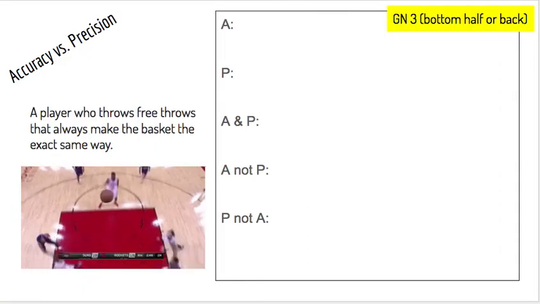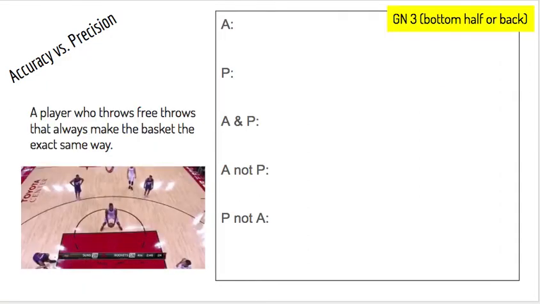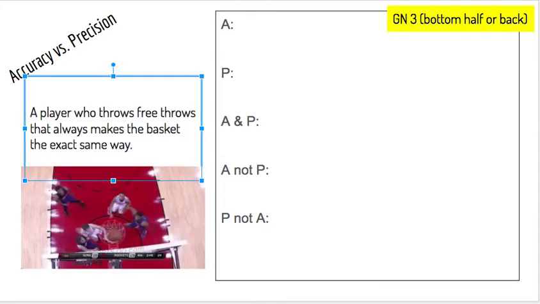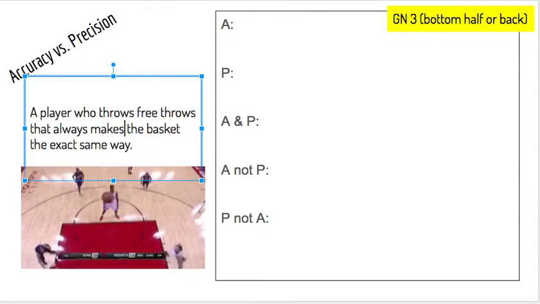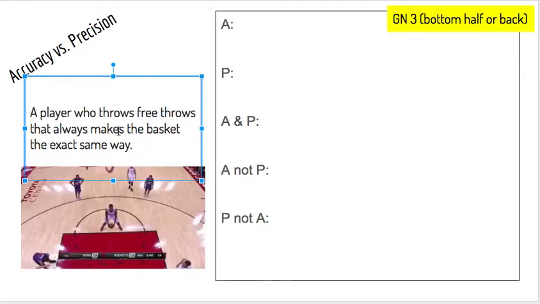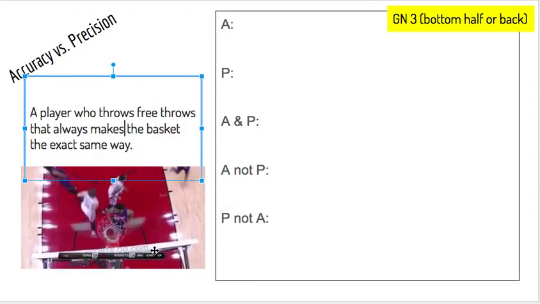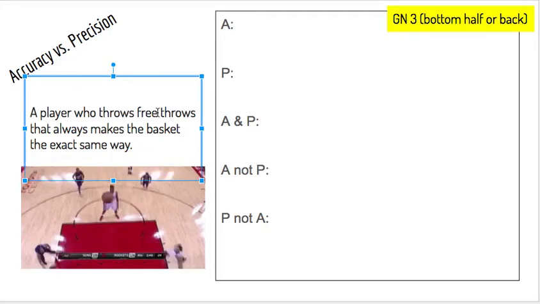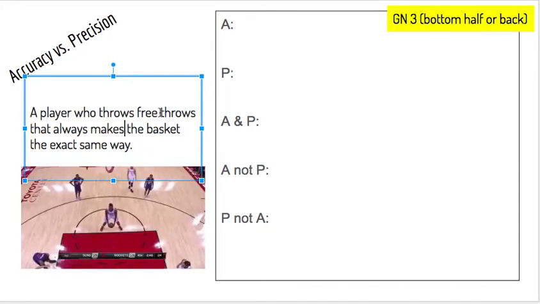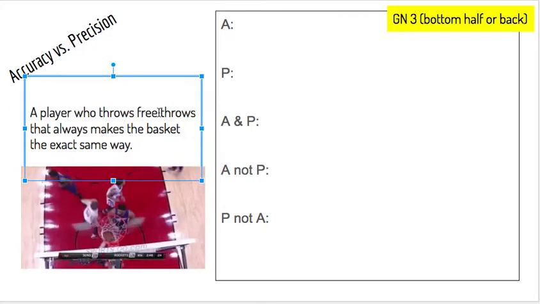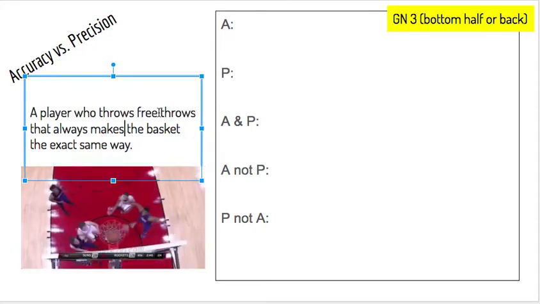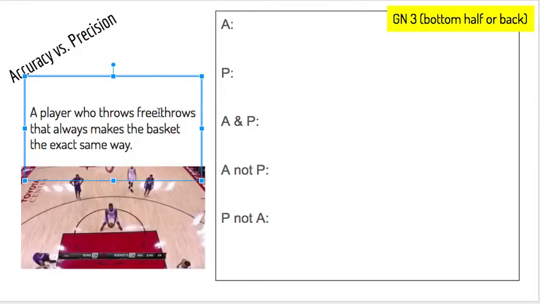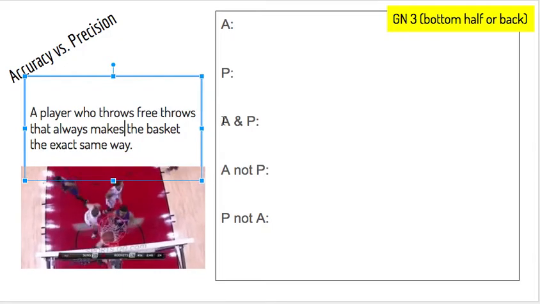So let's look at a different example. This is a player who throws free throws that always makes the basket this exact same way. In this case, the style is granny shot. In this case, the goal would be making the basket. That's the goal of basketball. So if this player makes a basket every time, he would be accurate. He would be an accurate shooter. If he uses the same exact technique and the ball hits the same part of the rim or the backboard every time, then he would also be consistent and the shots would be both accurate and precise.